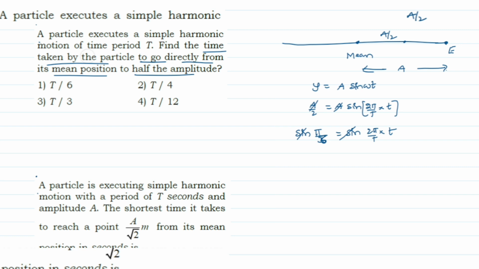Sine cancels. This is π/6, which equals 2π/T into t. So π gets cancelled, and the t value is T/12. So to cover half of the amplitude, it is going to take a time of T/12 seconds.